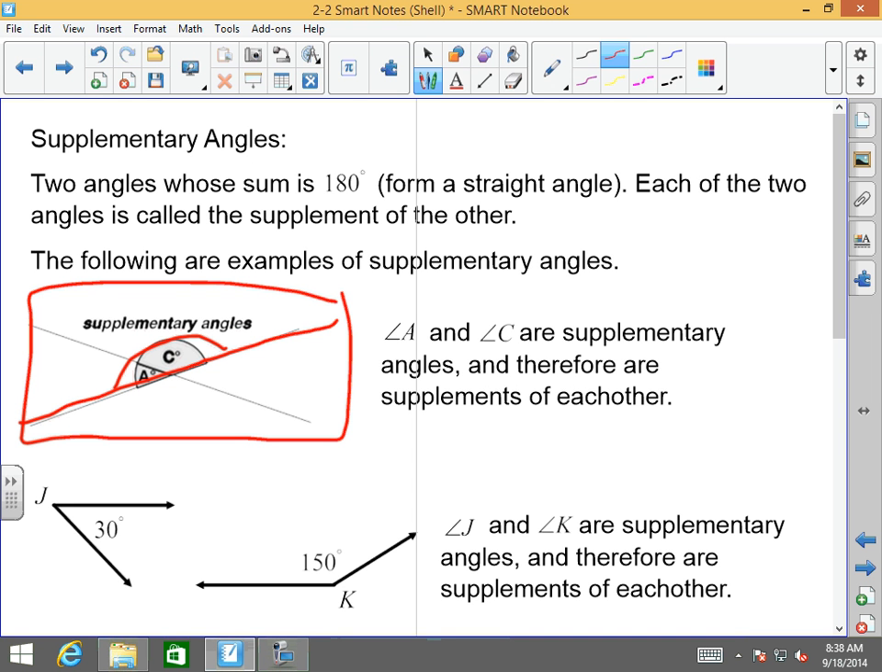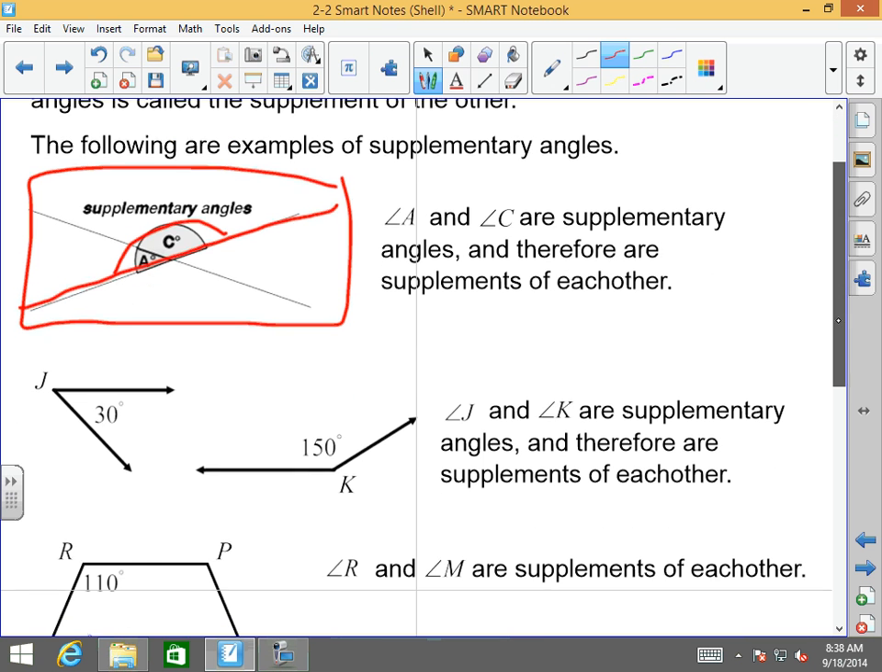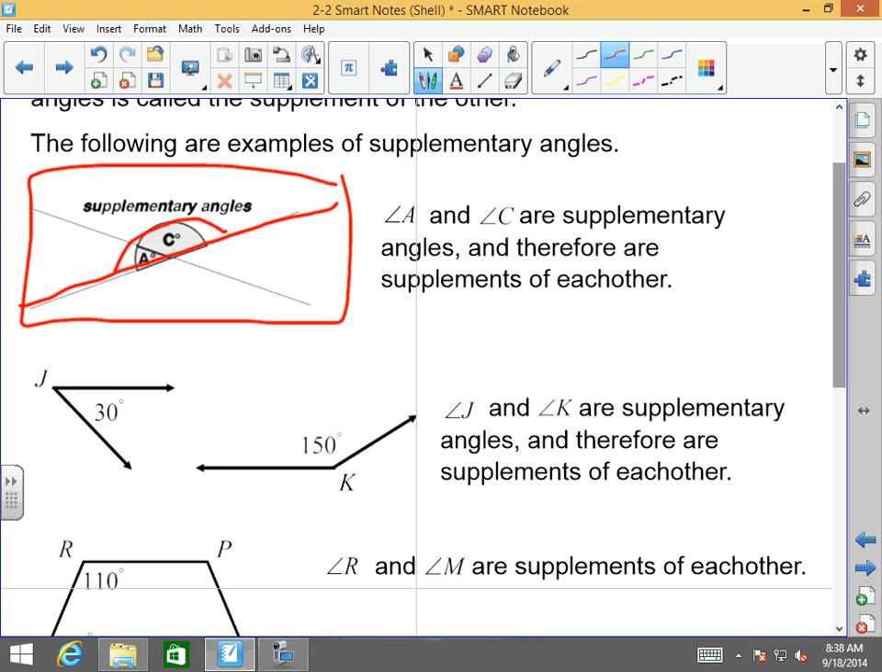Just like complements, supplementary angles do not necessarily have to be on the same straight line or on the same straight angle. You can have separate angles whose sum is 180, and that makes them supplementary as well. For example, angle J here is 30 degrees. Angle K is 150 degrees. So therefore, angle J and K are supplementary angles, and therefore they are supplements of each other.